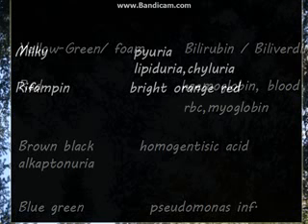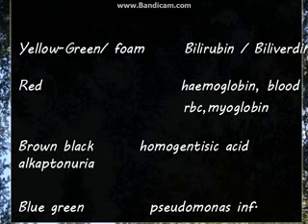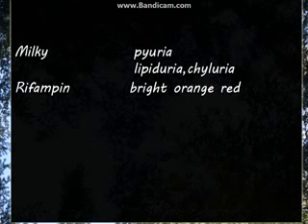Now the urine can be yellow-green in color, or a yellowish foam can be seen. It is due to bilirubin in jaundice patients. It can be red due to hemoglobin, blood, RBCs and myoglobin. It's brown-black in alkaptonuria and can be bluish-green in pseudomonas infection. It can be milky due to heavy pyuria, lipiduria or chyluria in cases of filariasis. Due to intake of rifampicin, a side effect of bright red-orange urine can be seen.